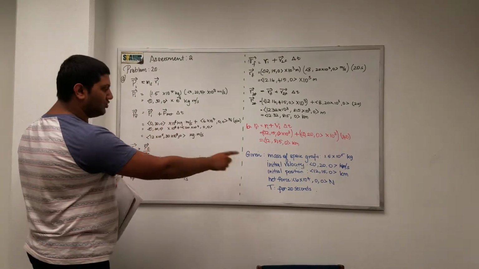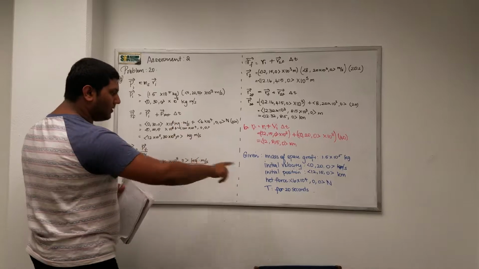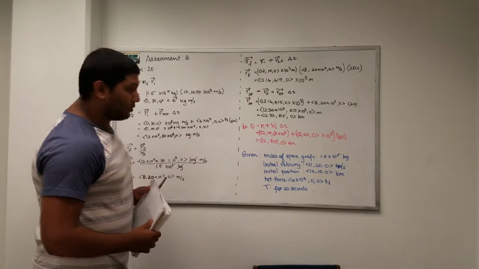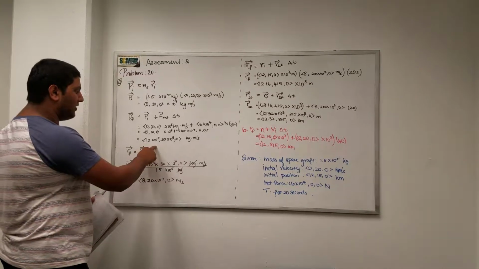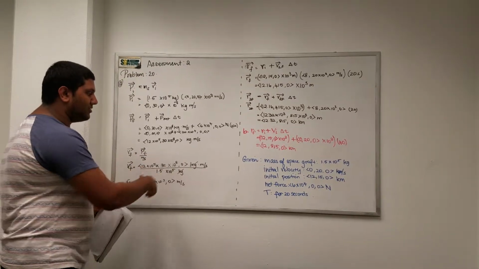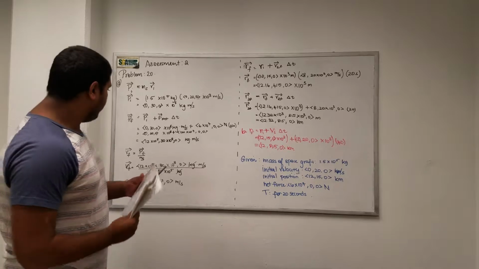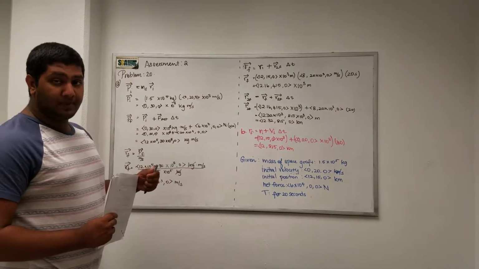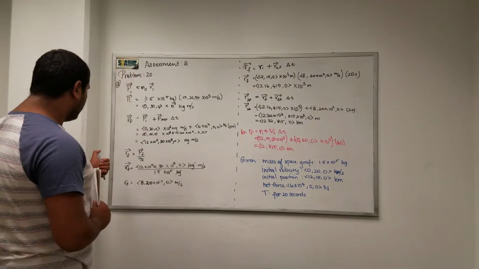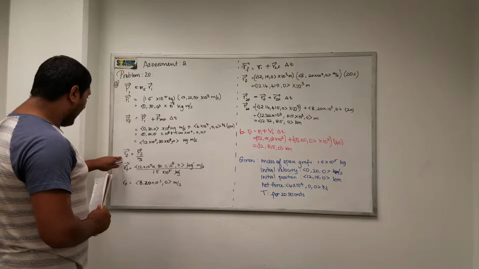The F net and the change in time, those both are already given in the question. So by solving that, I got ⟨12 times 10^5, 30 times 10^8, 0⟩ kilograms meters per second. After solving that, we had to find the velocity of the spacecraft after 20 seconds. To do that, I use this formula.